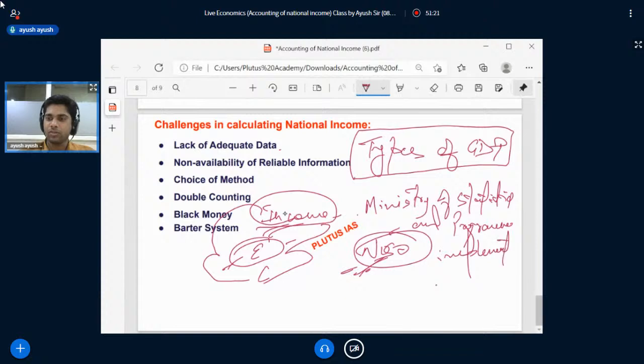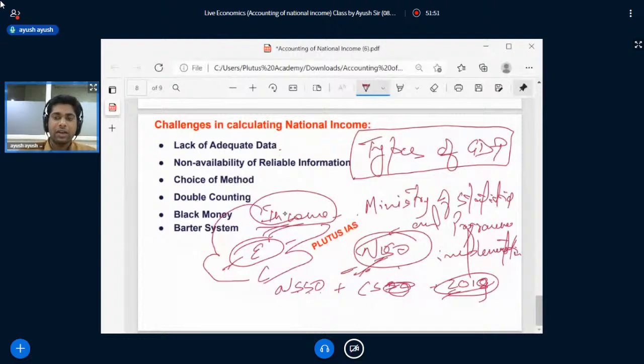मैंने पहले बताया था ना आप लोग को. You know one thing, initially it was NSSO, National Sample Survey Organization, plus CSO, Central Statistics Office. So these two are the different organizations. These two are different bodies. But in the year 2019, Government of India merged National Sample Survey Organization and Central Statistics Office, and now they have only one body called National Statistics Office. All right, but initially they were the two organizations.